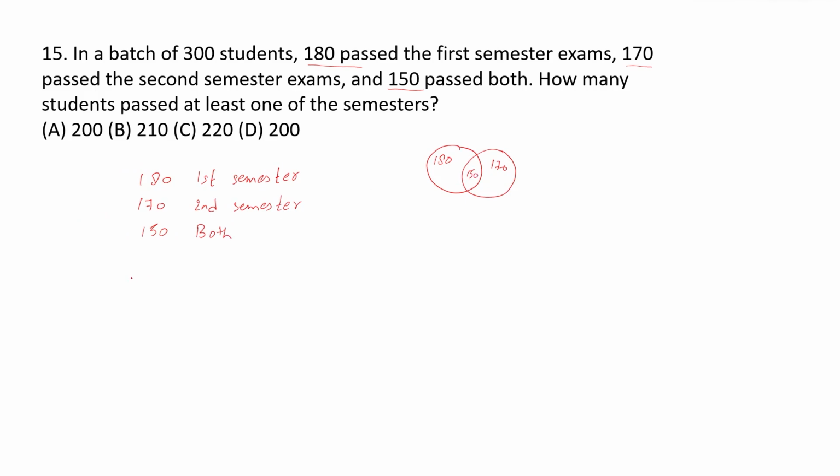So students who pass at least one. At least one means 180 plus 170 minus 150. This we have to subtract because for at least one semester, we have to count the student who has passed only once. So you can see that the 150 are counted twice, in the first semester and also in the second semester. So it becomes 200 if you do this calculation. This is the correct answer.